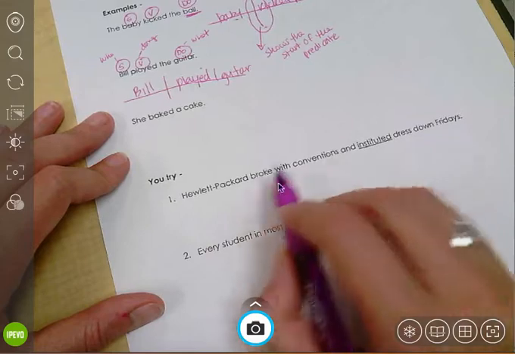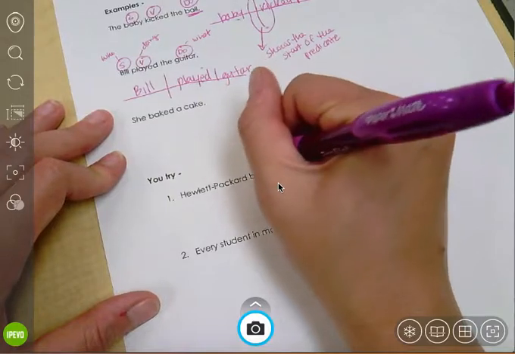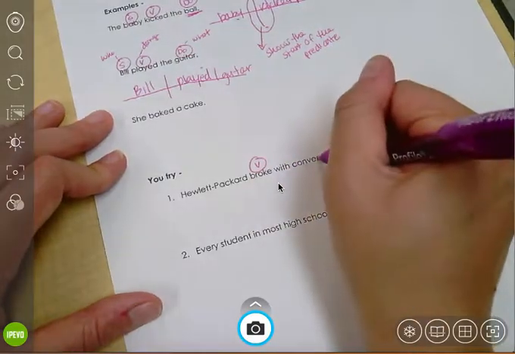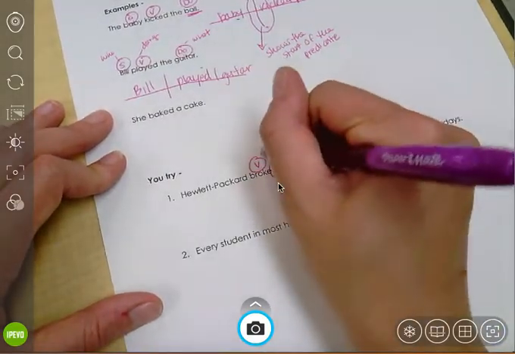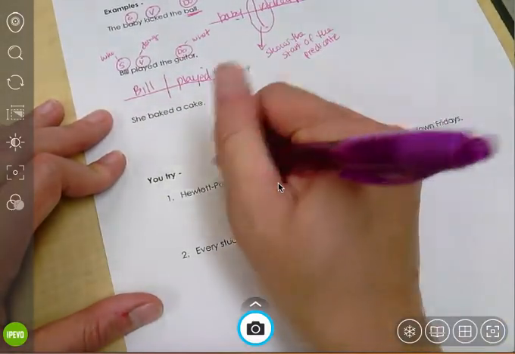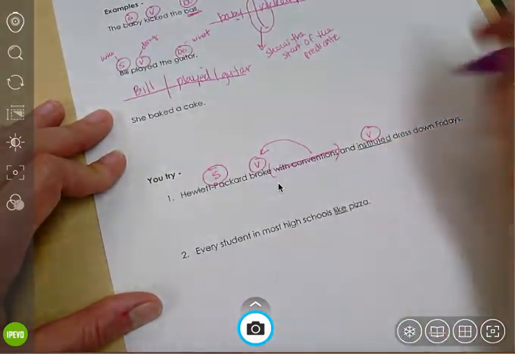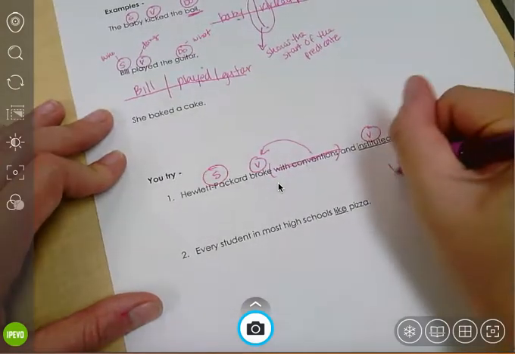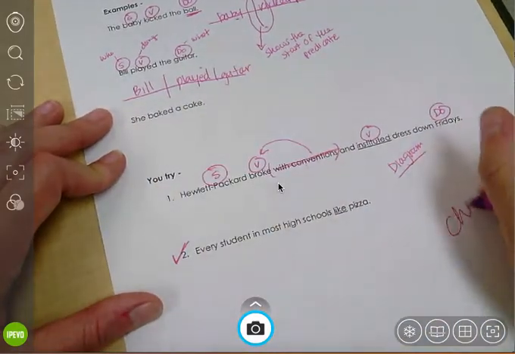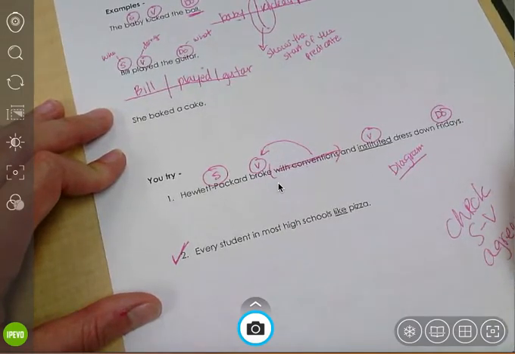Okay. I want to do this one together really fast but I'm going to let you guys diagram it. Okay, so we know our verbs are going to be broke and instituted. With conventions is a prepositional phrase. It's describing how it broke, and we'll talk more about prep phrases next week. So Hewlett-Packard is the one that broke it, so we know that's our subject. And then Dress Down Fridays is what is being done, so that's going to be our direct object. So I want you to try diagramming, and I want you to do this one. Check subject-verb agreement too. Make sure that the subject agrees with its verb.